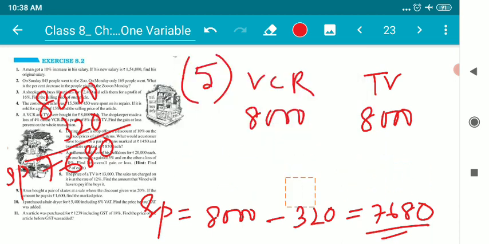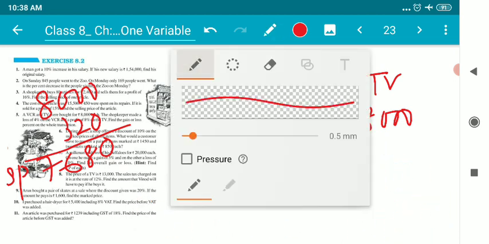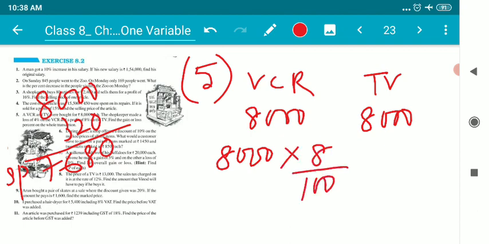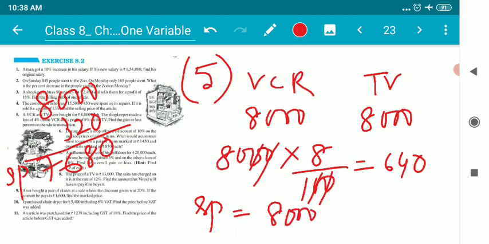Now let us find the selling price of the TV. As we all know, he made a profit of 8%. So let us find out 8% of 8,000. That means 8 by 100. 0 got cancelled. He made a profit of 640 rupees. So selling price is how much, children? Selling price is cost price plus profit. 8,000 plus 640 is how much? 8,640. This is the selling price of the TV.